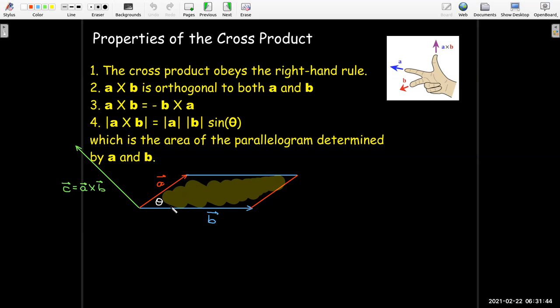And so we could always think that there's going to be a lot of instances when we're going to try to estimate this area, and we don't need to estimate it. We can just say it is the magnitude of the cross product.